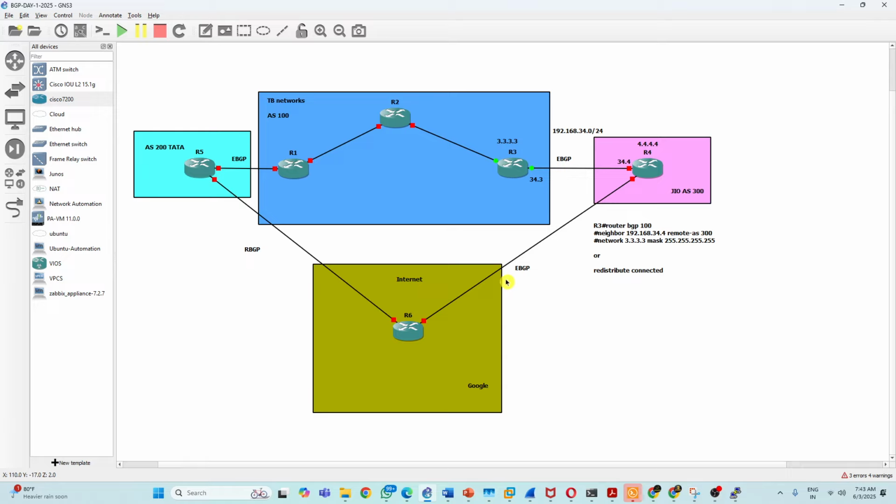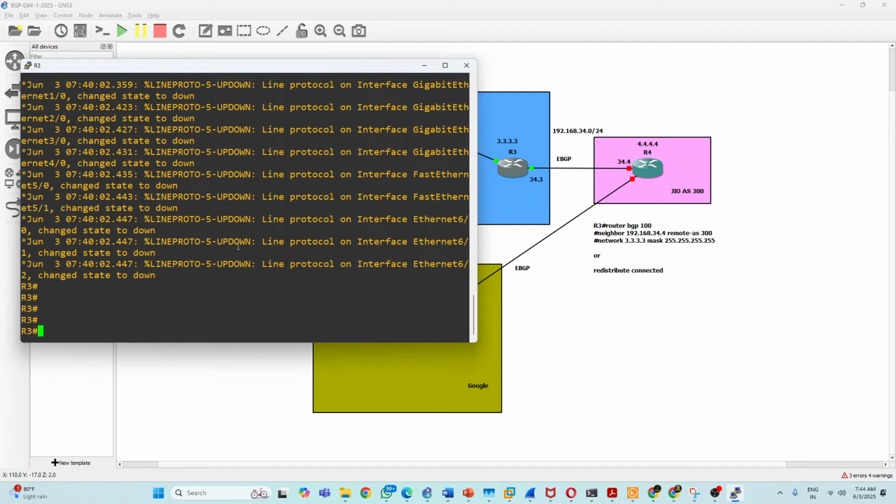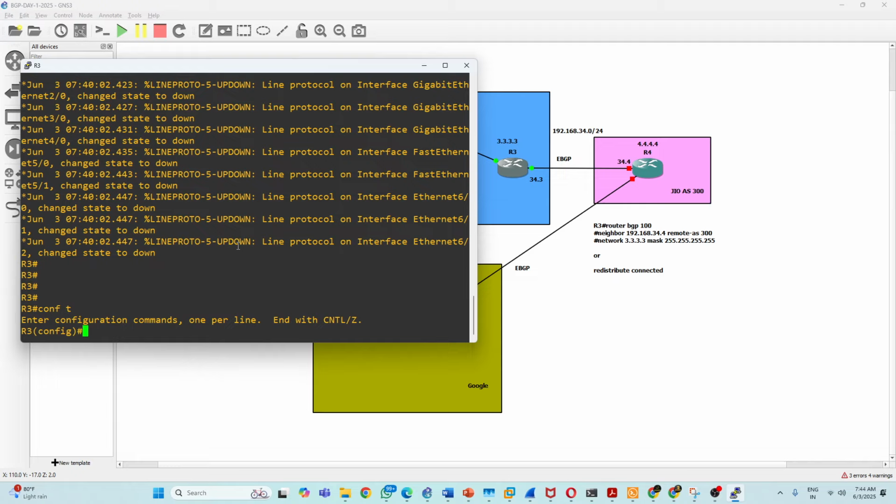With redistribute connected, we are advertising both networks at a time, loopback and interface IPs. What do you mean by connected? If you assign any IP address on the interface, that will show as connected, the basic connected thing. Those connected networks will be advertised into BGP.